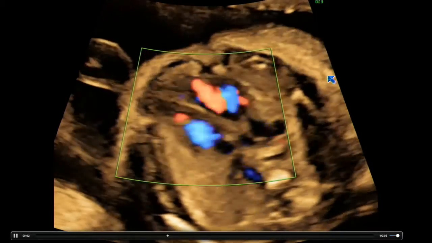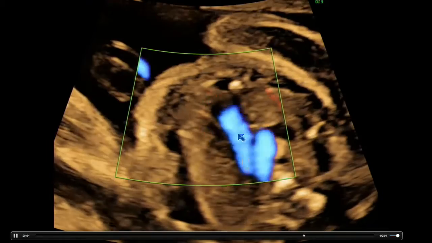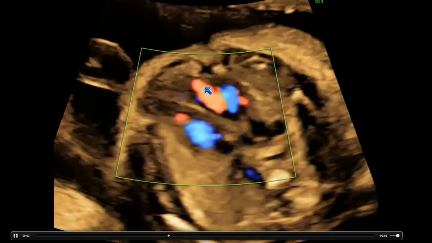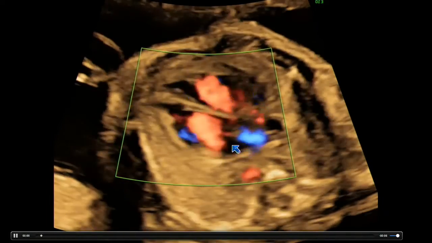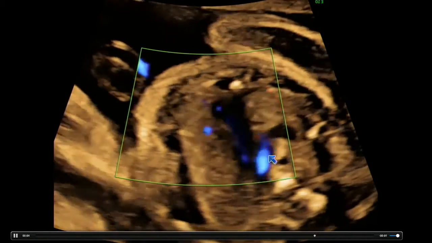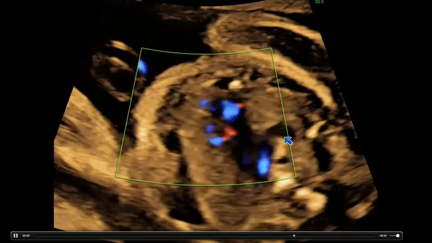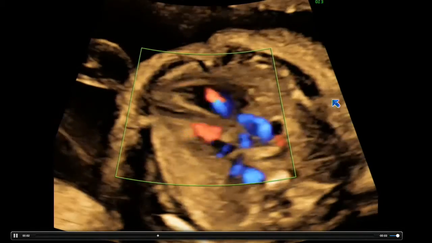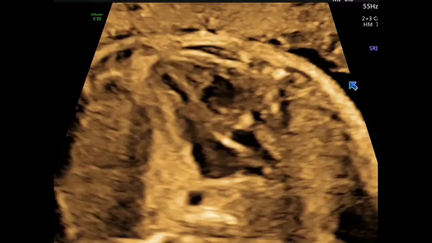So when you're looking now towards the vessels as they come up into the chest, into the 3-vessel view, the pulmonary artery and ductus should arch, as I said, back towards the left fetal shoulder and meet in a V shape towards the left in the 3-vessel view. And we'll get to that more in just a minute.